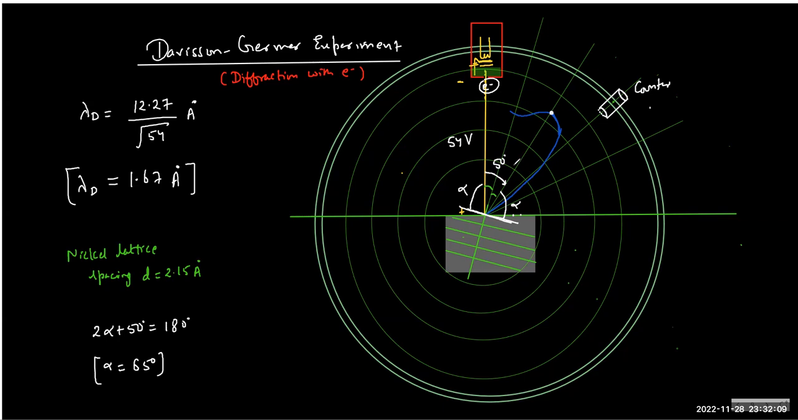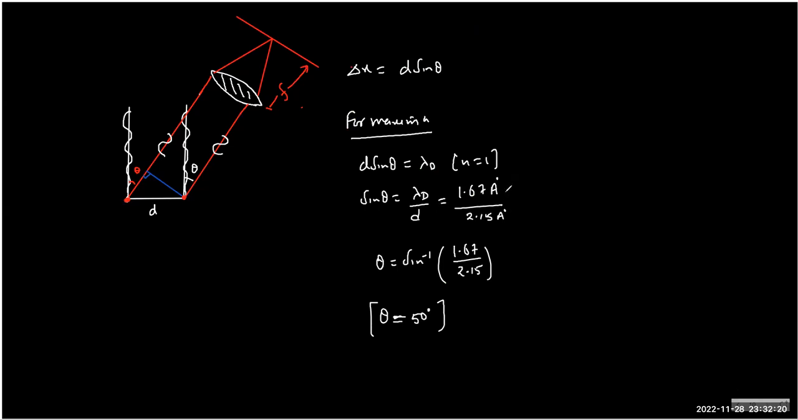Understood? So if I increase the voltage, lambda will decrease. And as lambda decreases, you can see the formula here, where I wrote the formula, theta will decrease because d is fixed. Isn't it? So with increase of voltage, theta will decrease. So maxima will shift towards the vertical line.